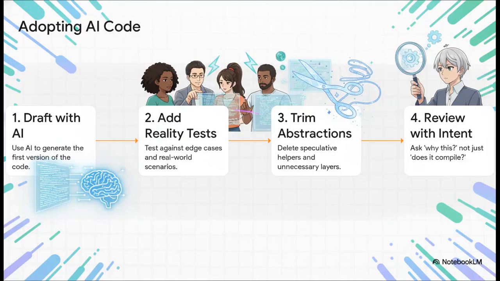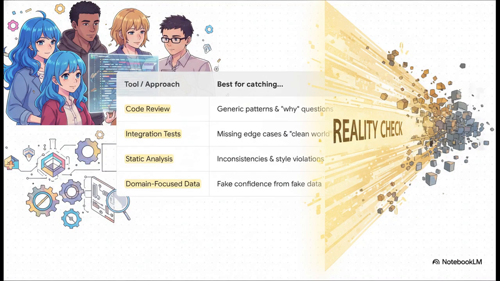The key here is to have a deliberate process. Go ahead, use AI for that first draft. But then, immediately, add tests that reflect reality, not just a happy path. Trim away any of those speculative abstractions it came up with. And finally, review the code with intent, asking why this, not just does it work. What I find really interesting about this is how it reframes the tools we're already using. These aren't AI detectors, they're reality checks. Integration tests are absolutely brilliant for exposing those clean world assumptions that AI code often makes. And using real, domain-focused data will quickly pop the bubble of fake confidence that comes from using fake data.